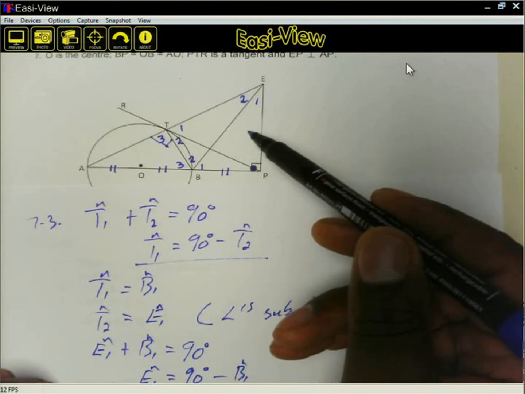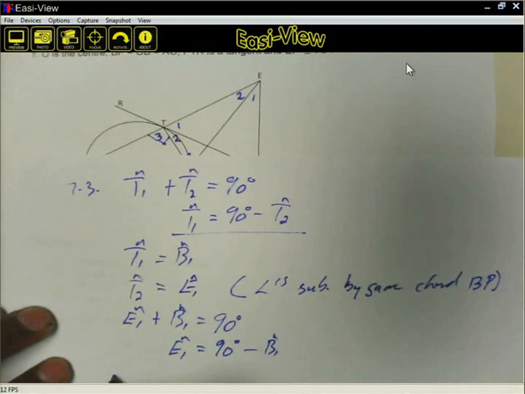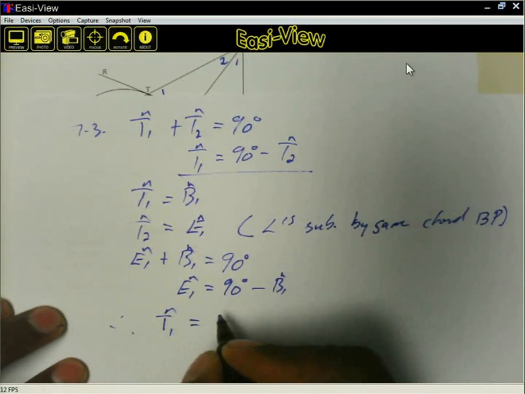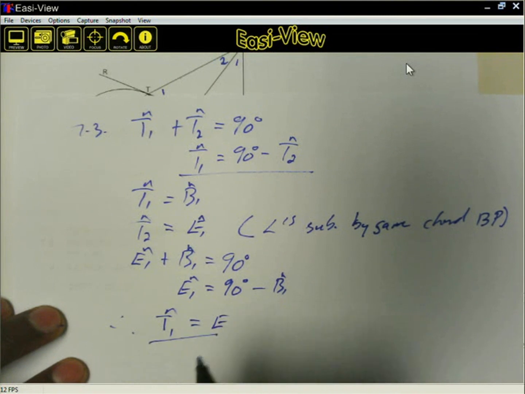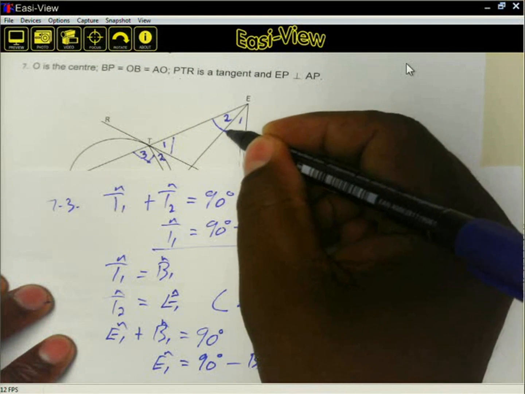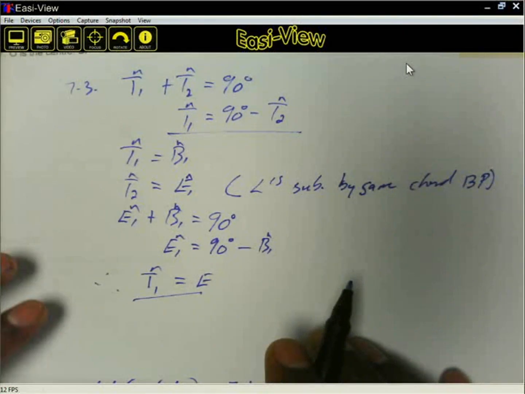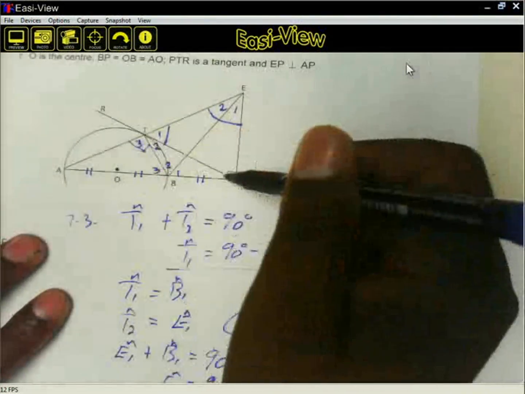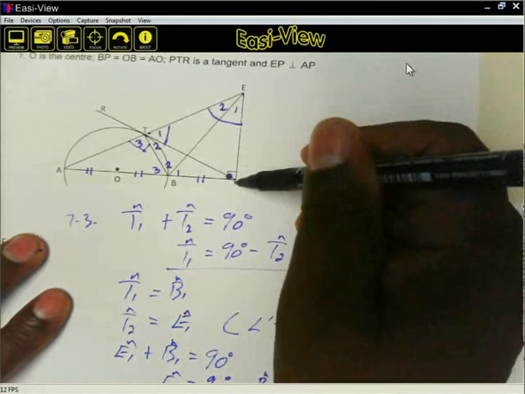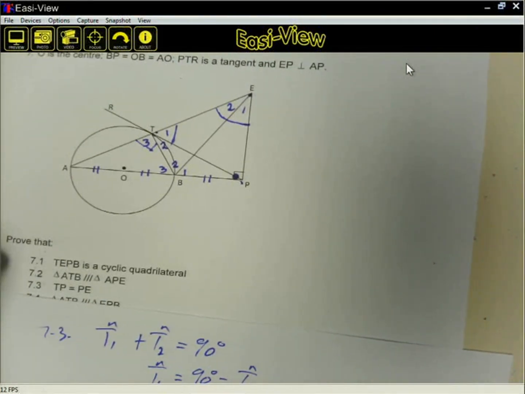Therefore, T1 is equal to the whole of angle E. Then you conclude that angle T1 is equal to the whole of angle E. So if this angle is equal to the whole of this angle, you draw a conclusion that PT will be equal to PE. And I think that gives us the solution to number 7.3.